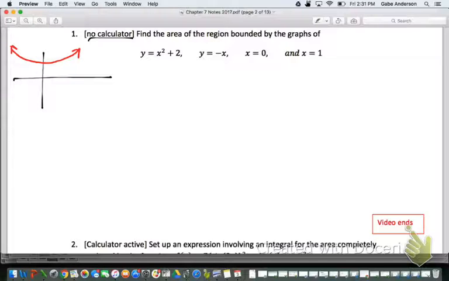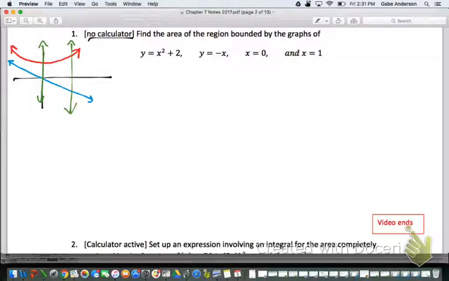Y equals negative x. There's just a line, a y-intercept of 0, negative 1 slope. And then x equals 0 and x equals 1 are both vertical lines. And so one of them's at 0. Let me do a little better job with that. Put that right there on the y-axis. And then x equals 1 would be over here somewhere. And so what we've done now is we've defined our region. So our region does look something like that gray region.